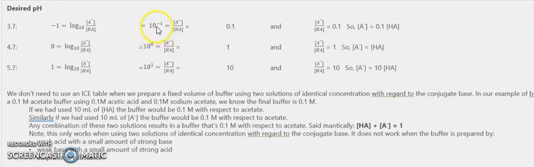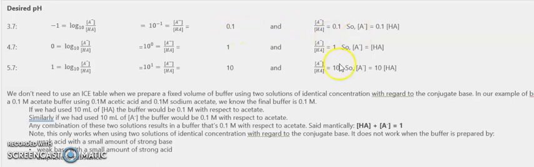So 10 to the -1 is equal to 10 raised to the power of log 10 HA over A, and 10 raised to the power of log 10 cancels that log term. So 10 to the -1 equals this ratio, 10 to the 0 equals this ratio, and 10 to the 1 equals this ratio. And if we solve these terms, 10 to the 1 is 10, 10 to the -1 is 0.1, 10 to the 0 by now we all know is 1. And that gives us the ratio is equal to this value.